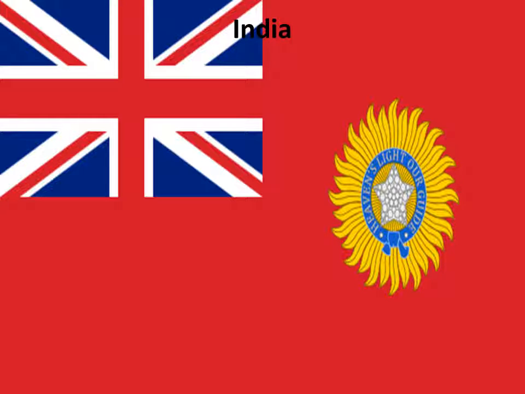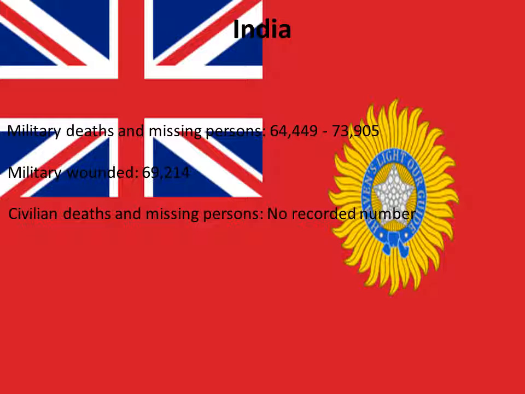India. Military deaths and missing persons is numbered at 64,449 to 73,905. Military wounded is numbered at 69,214. There is no recorded number for civilian deaths and missing persons. Like Canada, India was at the time an independent state that fought on behalf of the British Empire.